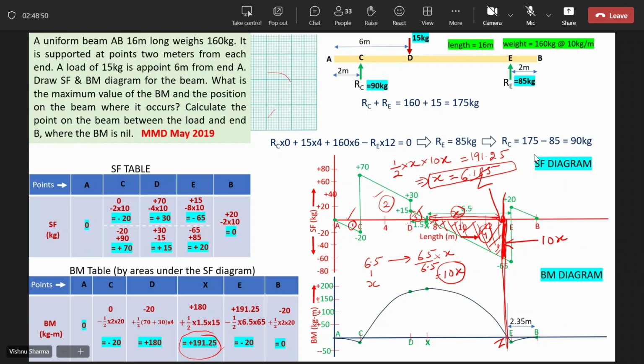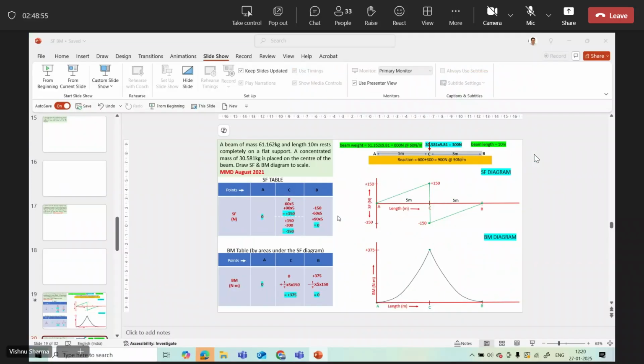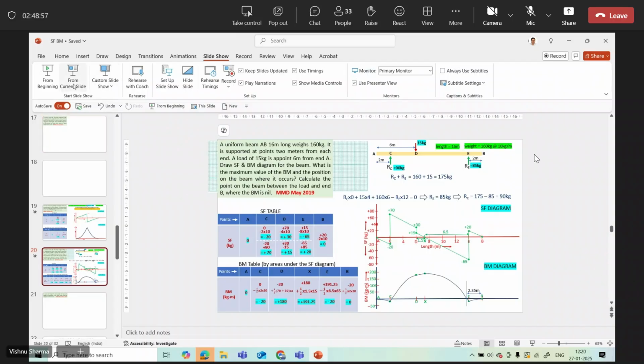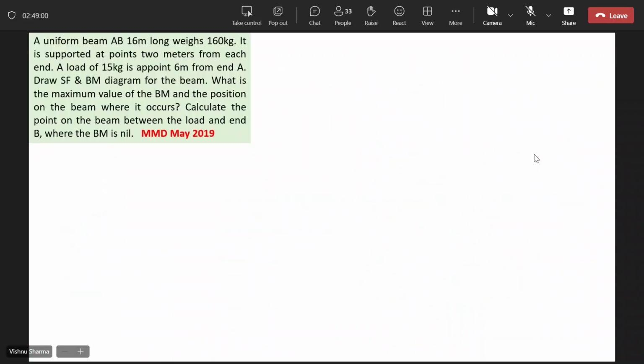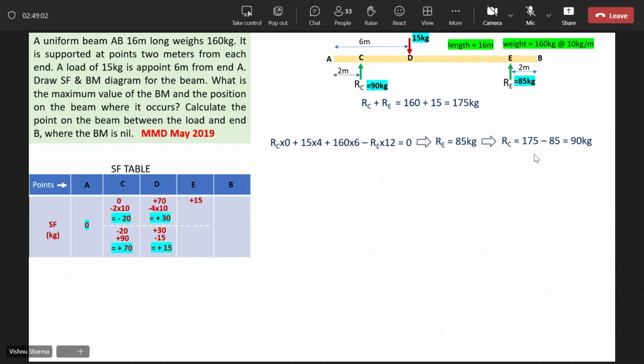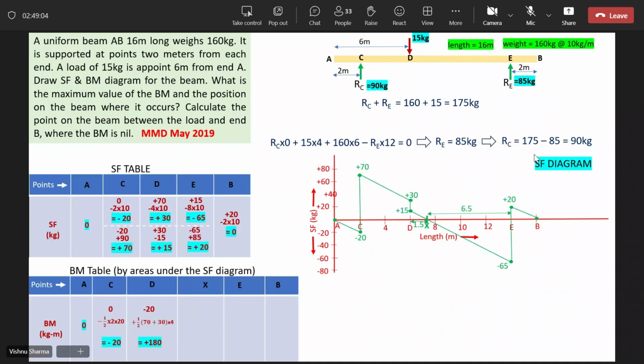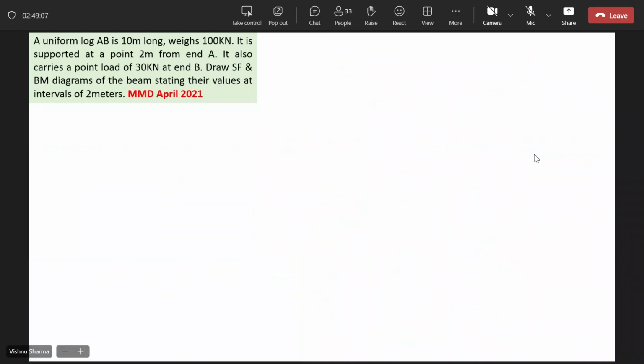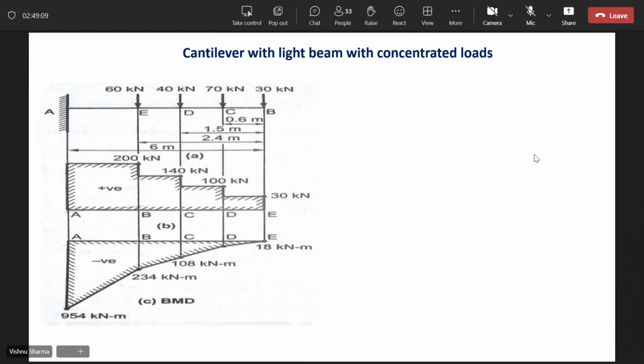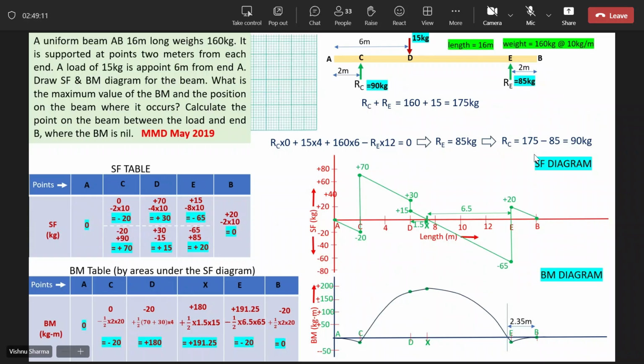Let me see whether I've calculated here or I've just given the answer. Maybe I've just given the answer. I have given the answer from the graph, of course, but you can calculate if you want. It's 2.35 meters from end B. If I bring the graph in the background, this will be the value from the graph. And if you calculate, how much did it come, guys?